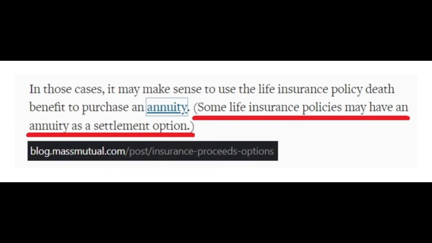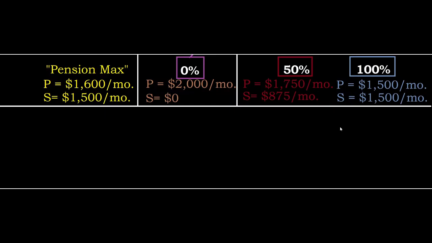Just as a sidebar, I've been talking as if the life insurance and the annuity will be two separate instruments, but it is sometimes possible to take life insurance policy payouts as a stream of annuity payments instead of as a lump sum. And you should bear that in mind. It's possibly an option for you. However the annuity is created, here's the bottom line.